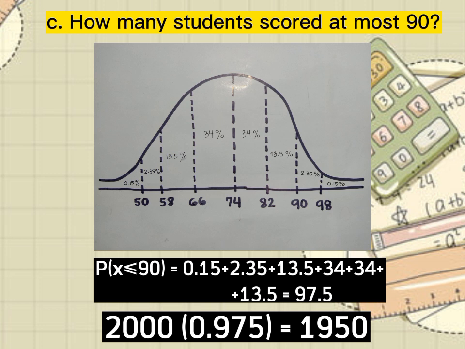So in part C, we discuss how many students scored at most 90. We have 2,000 students in the class, so we have to determine 97.5% of 2,000. 97.5% in decimal is 0.975. To get the decimal from a percentage, we divide by 100. So 2,000 times 0.975 equals 1,950. So 1,950 of the students scored at most 90.